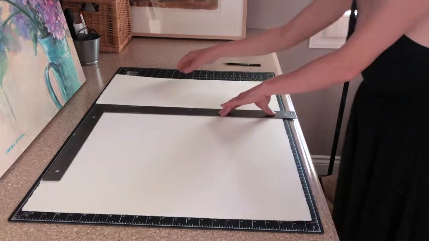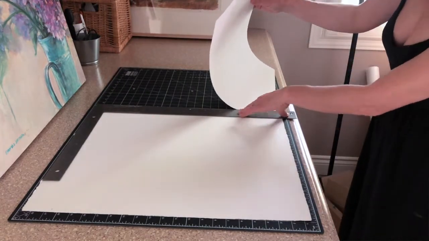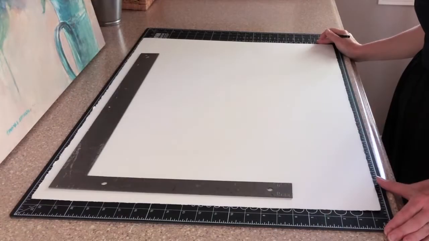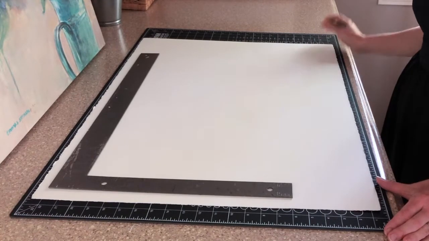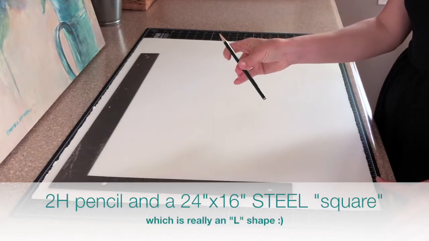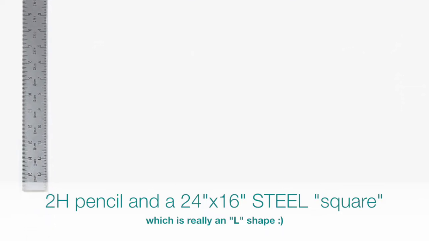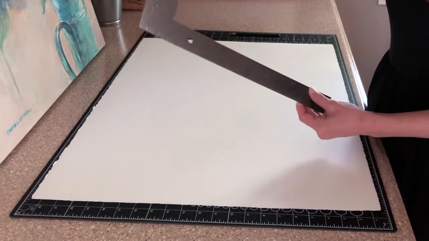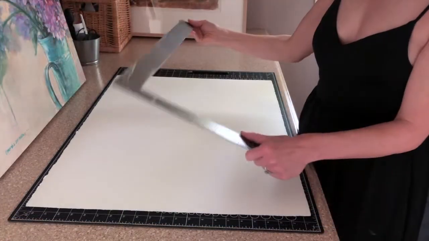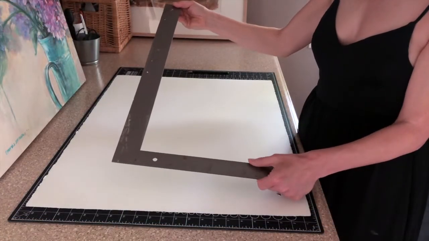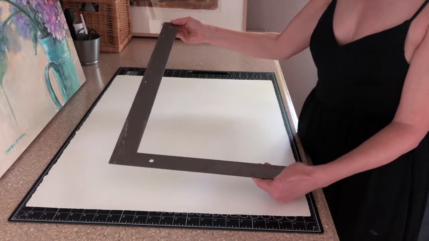In this demonstration, I'm going to show you how I cut down my watercolor paper to size using two tools: a 2H pencil and this heavy duty steel L-frame ruler. I've had this for years and it's quite a beast, but this is what works for me.